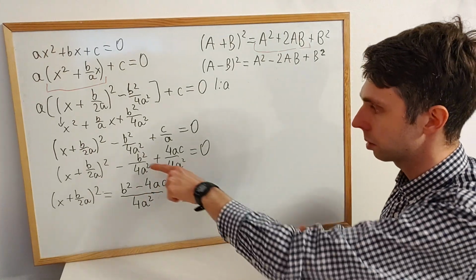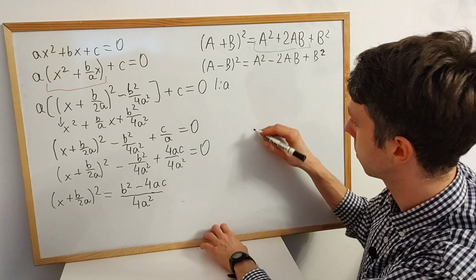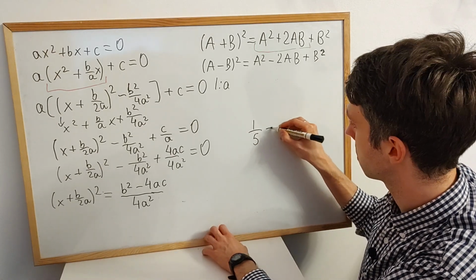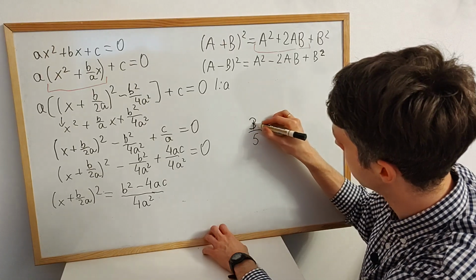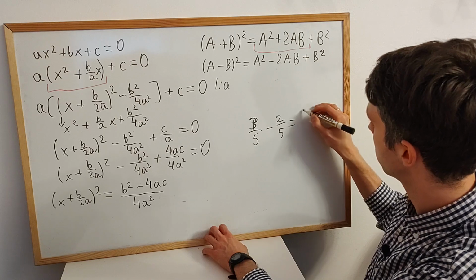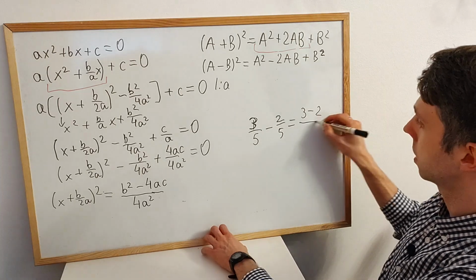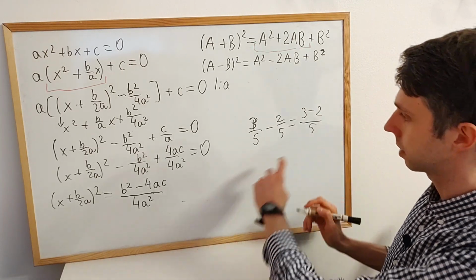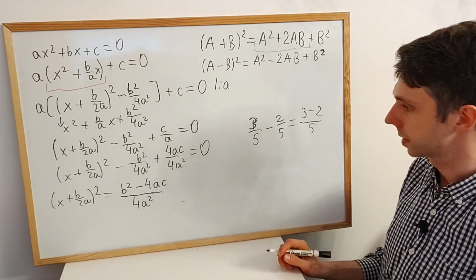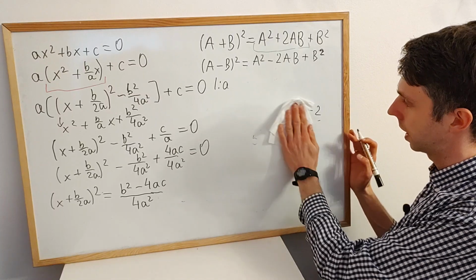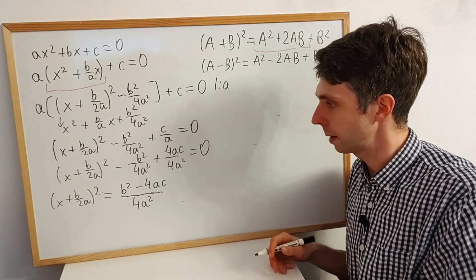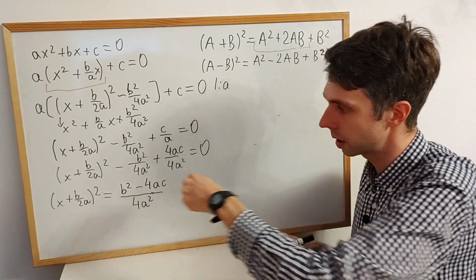Okay, so this is because, you know, if I have 3/5 minus 2/5, it's 1/5 because it's 3 minus 2 over 5, right? This is what I'm doing here. Okay, so now what? Now I have something squared equals this.